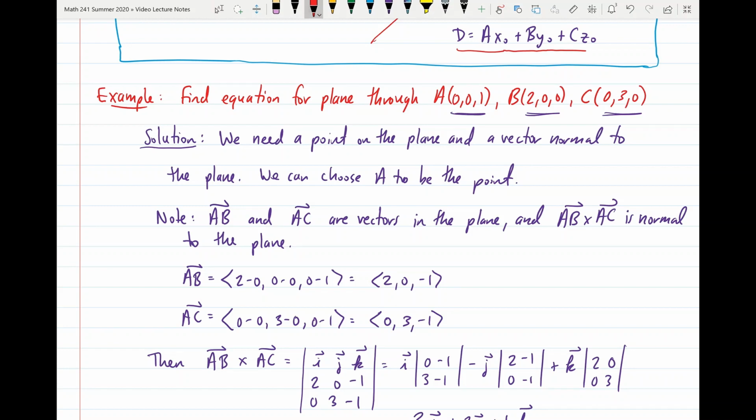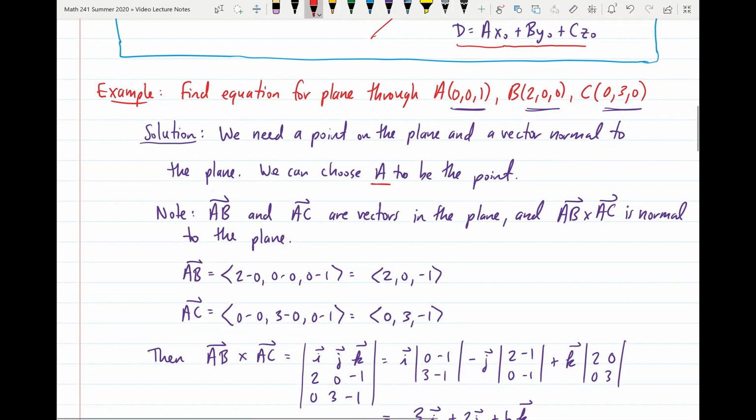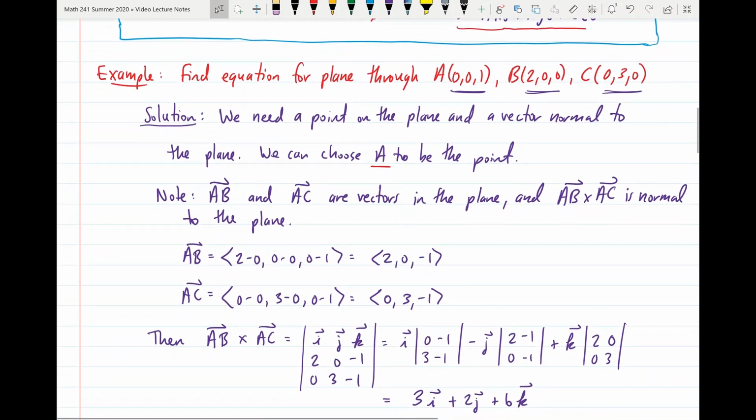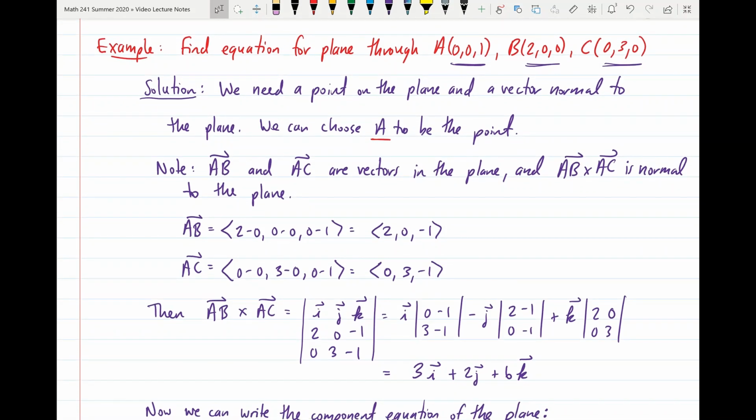So we can just choose the point A to be the point that we'll use to calculate the equation of the plane. And now we need to find a vector that is normal to the plane passing through A, B, and C. Well, we can construct vectors inside of this plane using the points that are given to us. So the vector AB is going to be in the plane, and the vector AC will also be in the plane. And that means that if we take the cross product of those 2 vectors, the vector from A to B and the vector from A to C, then this cross product is going to be normal to our plane.